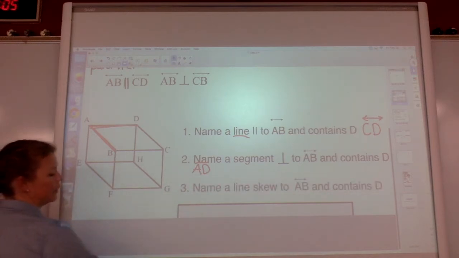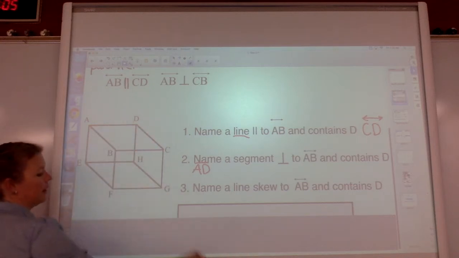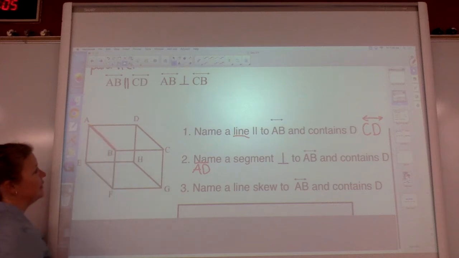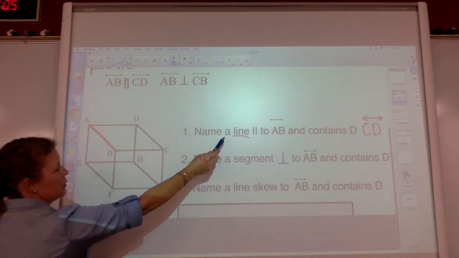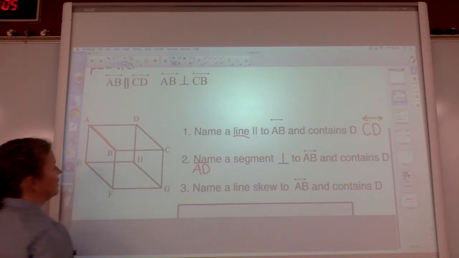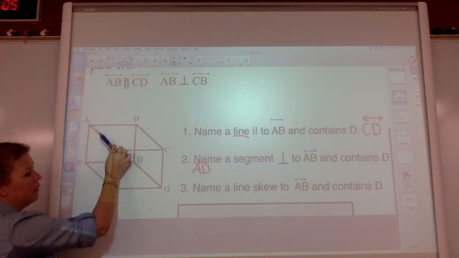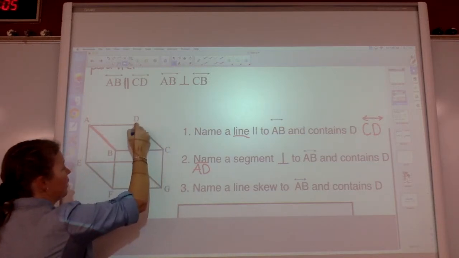Next up, now it's back to calling it a line. A line that is skew to line AB and contains D. It's skew. Remember, it can't touch it, but it also cannot be coplanar. We've already ruled out DC because line DC was parallel. So we have to find something that's not touching AB, never does, never will, but it has to go through point D.